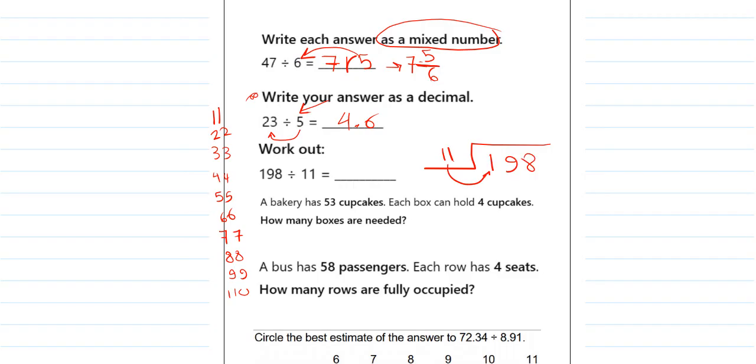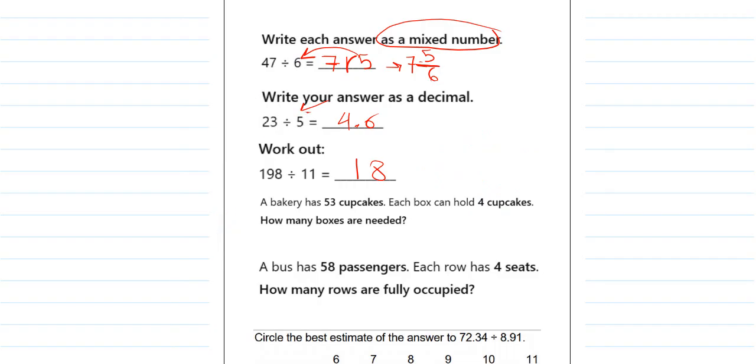Again, we will divide 198 by 11. How many 11s in 1? 0 and the remainder is 1. How many 11s in 19? You will find we have just one 11 and the remainder is 8. Write the remainder beside 8. How many 11s in 88? You will find the answer is 8. So the quotient here is 18.